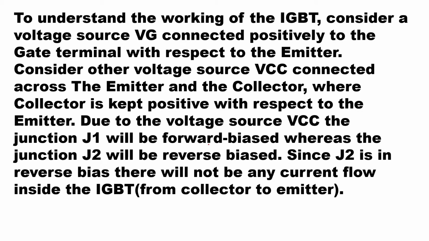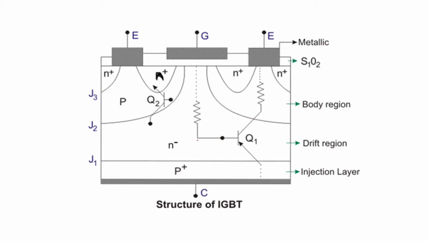Since J2 is in reverse bias, there will be no current flow inside the IGBT from collector to emitter. Now we can show this with this figure. Here you have the structural diagram of your IGBT. You can see that your emitter is divided into two parts, which you can connect as a common emitter. Then you can take this gate as an output gate here.